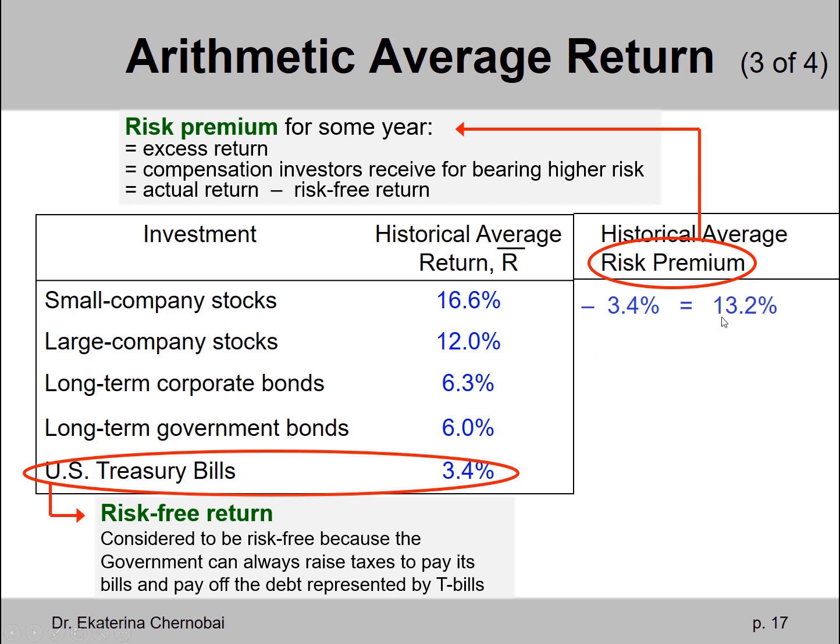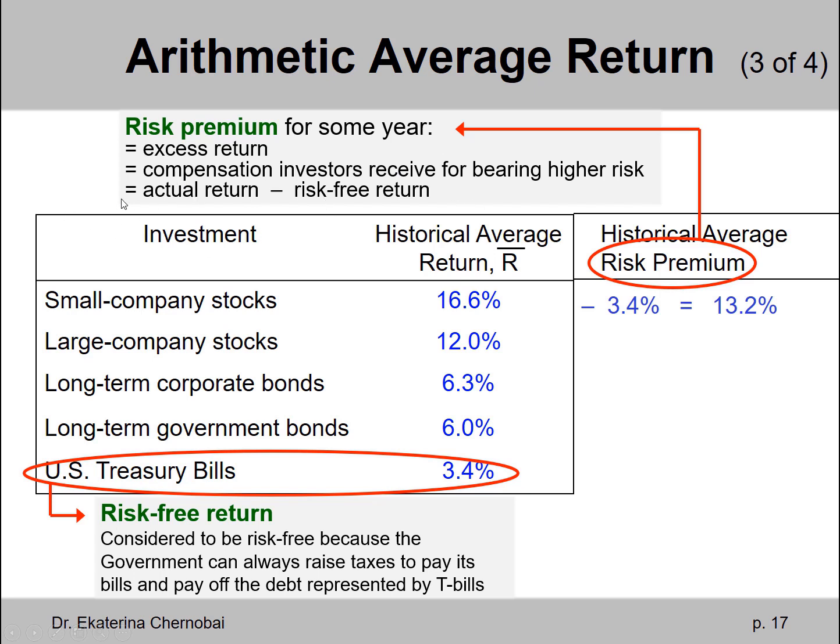So 13.2% is the excess return, right? And the benchmark, the reference point, is the treasury bills. It's also called the risk premium. So risk premium is the excess return. It's one and the same thing: the additional return above the treasury bills return. And the reason it's called risk premium is because it's a compensation that investors receive for willingly accepting a riskier investment, right?